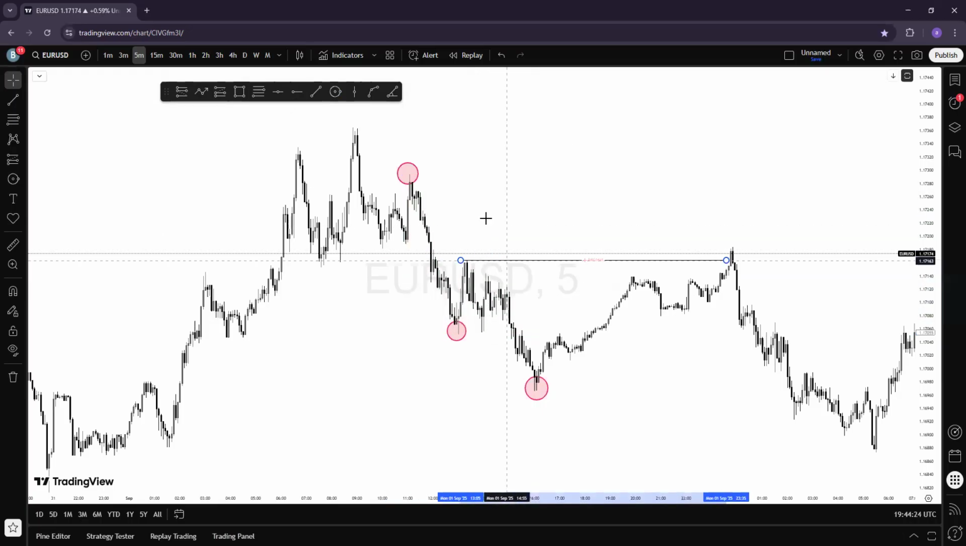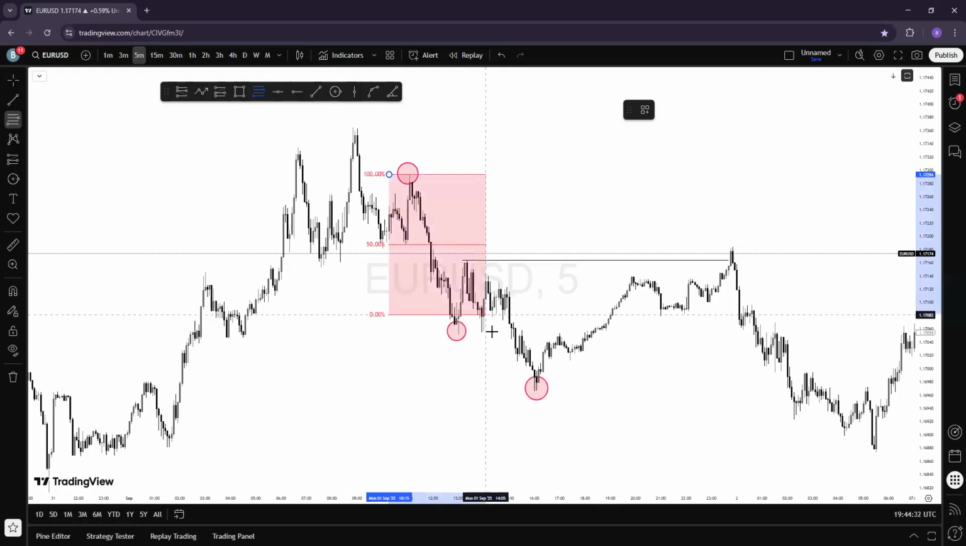Why is your Fibonacci not stopping at the C point? You measure from the B point. Whenever you have a break of market structure, you measure the first pullback after the break of structure. You understand?